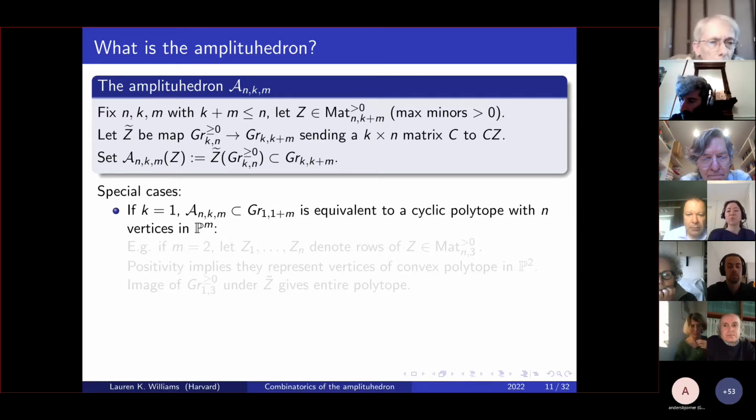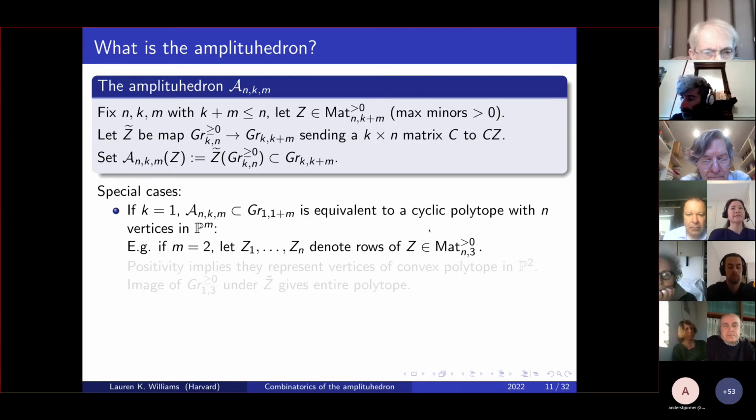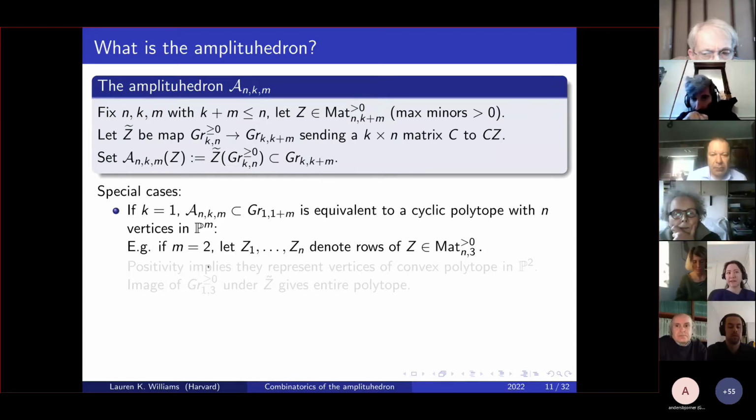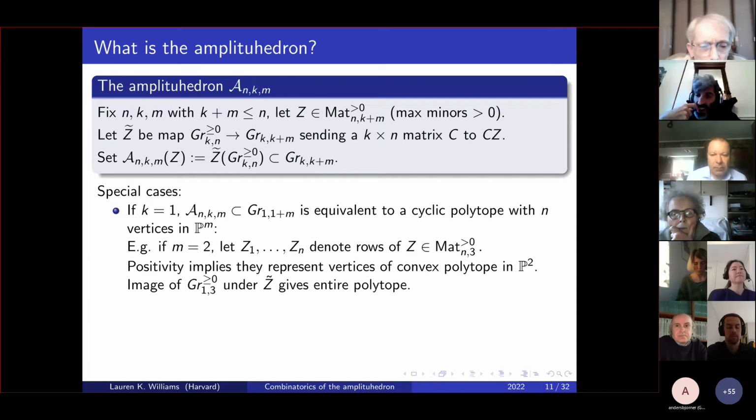So let me just say a few words about why that's true. So imagine that m is 2. Then our matrix Z is an n by 3 matrix with maximal minors positive. Let's denote the rows of this matrix by Z1 through Zn. Each row is just a vector with 3 coordinates, a point in P2. So we have a sequence Z1 through Zn of points in P2. The positivity of the matrix implies that these points in P2 can be thought of as vertices of a convex polytope in P2. That convex polytope is encoded by the positivity of minors. And then if you think about the image of the positive Grassmannian of one-planes in 3-space under Z tilde, you'll see that you get the entire polytope.